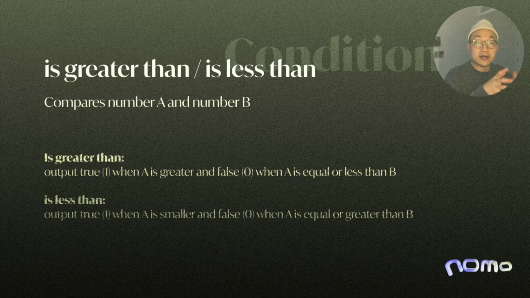Next up, it's greater than. This condition also compares two numbers. For example, compare number A to number B. It will output true if A is bigger than B. It will output false if A is a smaller or an equal number. For it's less than, it's the reverse of it's greater than. It will output true if number A is smaller than B. It will output false if A is a bigger number or an equal number.